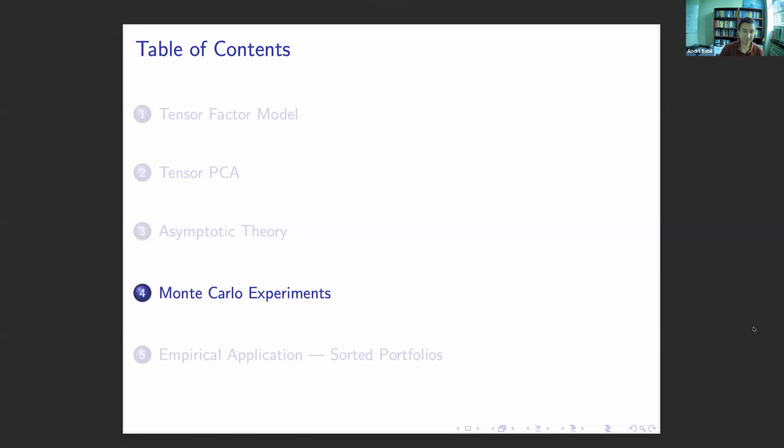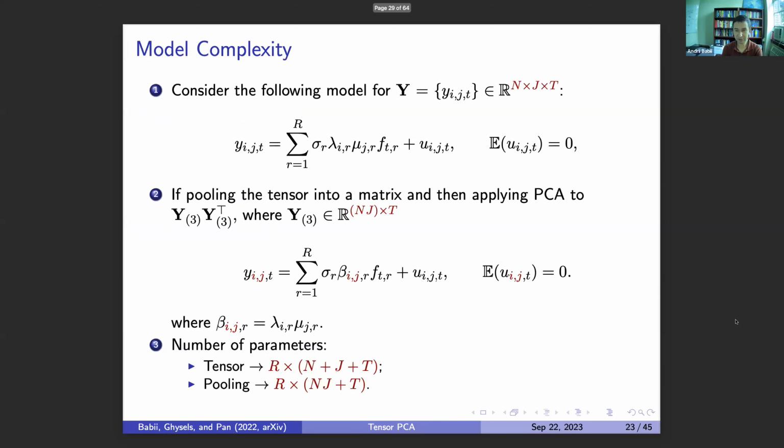So next, if there are no questions on the asymptotic theory, I'll move to Monte Carlo simulations and empirical application. No questions. Okay, good.